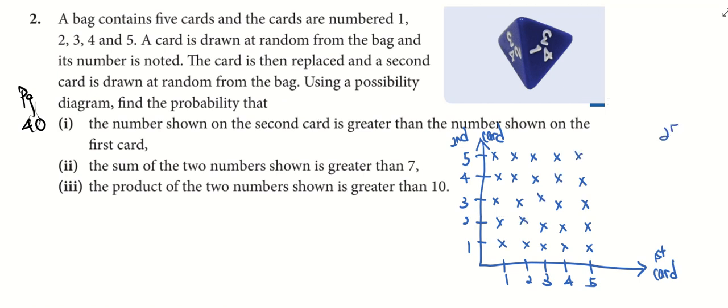So in total, there are still 25 outcomes. If I want the second card bigger than the first one, I've highlighted in green. In total, there are 4, 3, 2, 1, 10 cases out of 25. So that will give us 10 out of 25, which is 2 over 5.